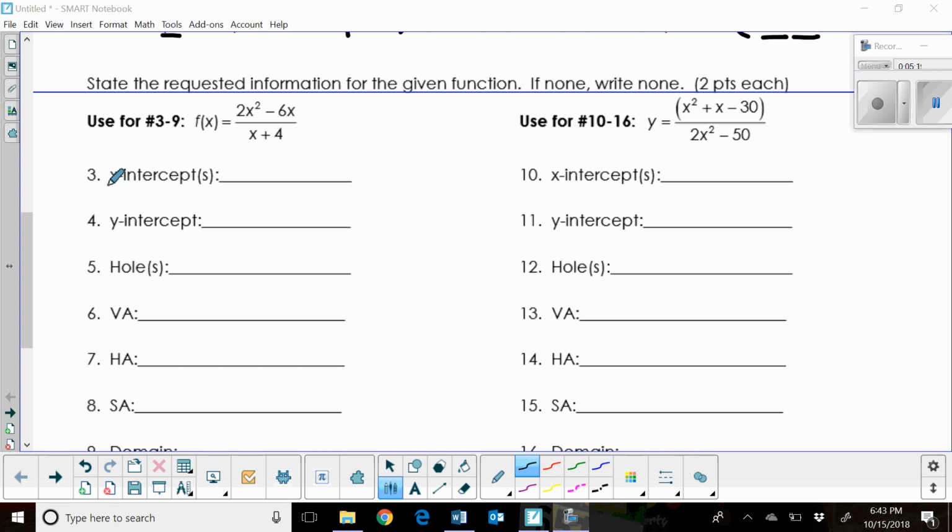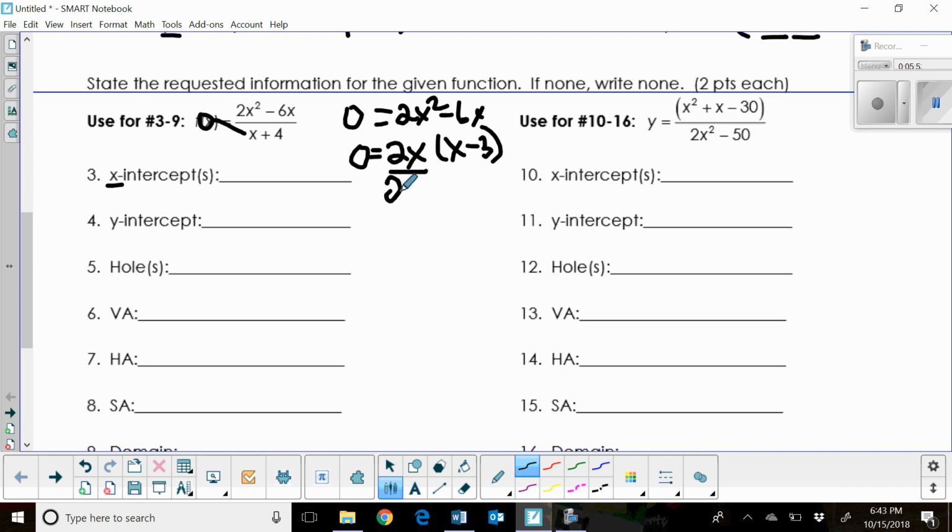Again, to find an x-intercept, we plug in 0 for y. So we plug in 0 for y, and when you do a cross product, what's going to happen when you plug in 0 right here is the denominator becomes 0. So really it's just going to be 0 equals 2x squared minus 6x. So we just have to find these zeros. Let's factor out a 2x, and we get x minus 3. So our zeros are 0, because we always set them equal to 0 by the zero product property. So 0 is my x coordinate.